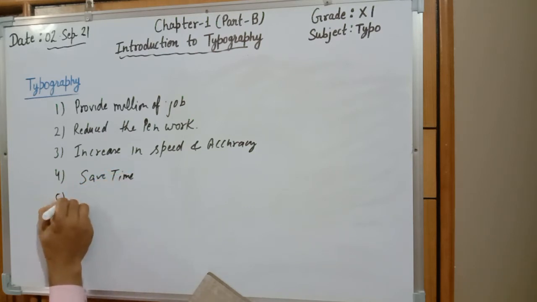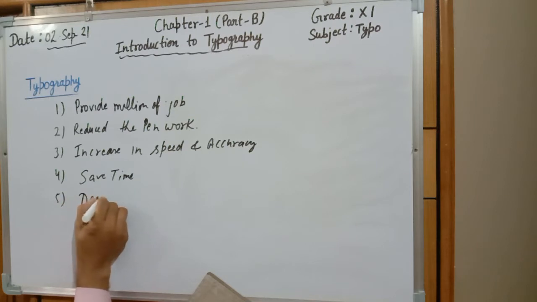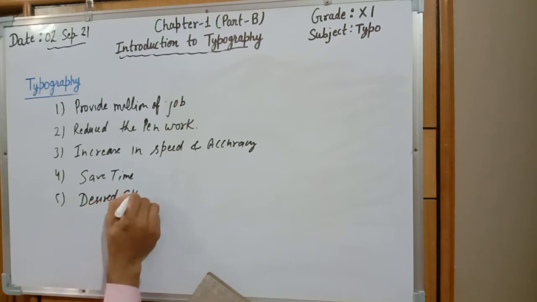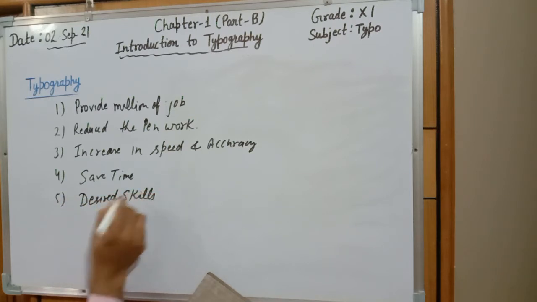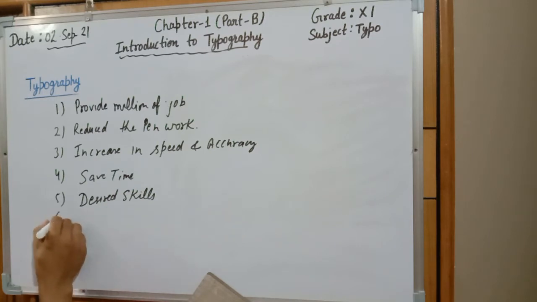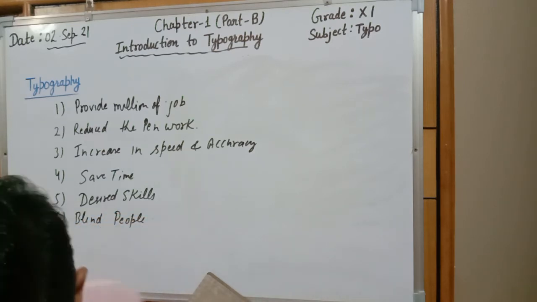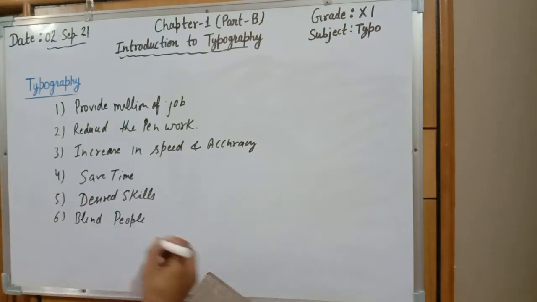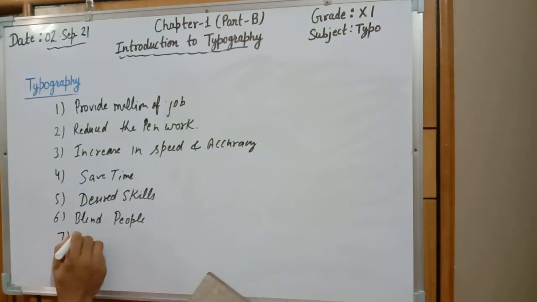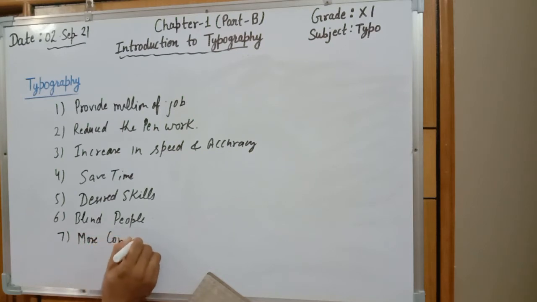And the major point, it is a desired skill that is required in the current scenario. You should have a little bit of knowledge of typewriter technology. And the sixth one, it provides jobs to blind people also. Blind people will also be able to get a job with the help of typewriter technology. And one more point, it provides more concentration. We can work with good quality with more concentration.